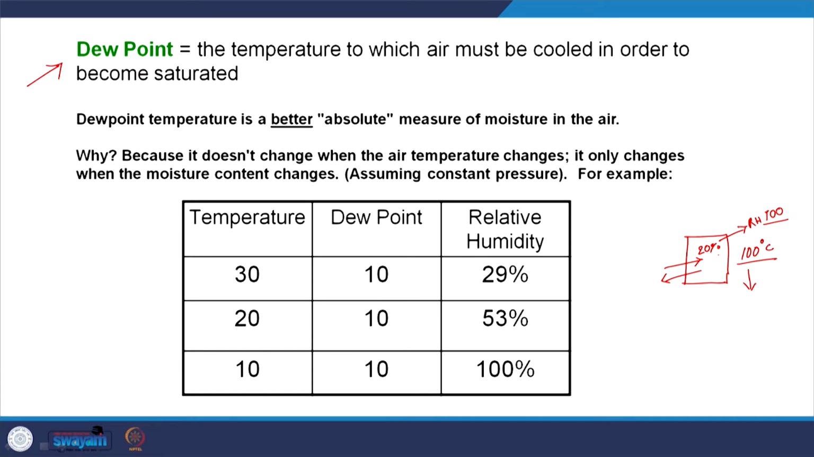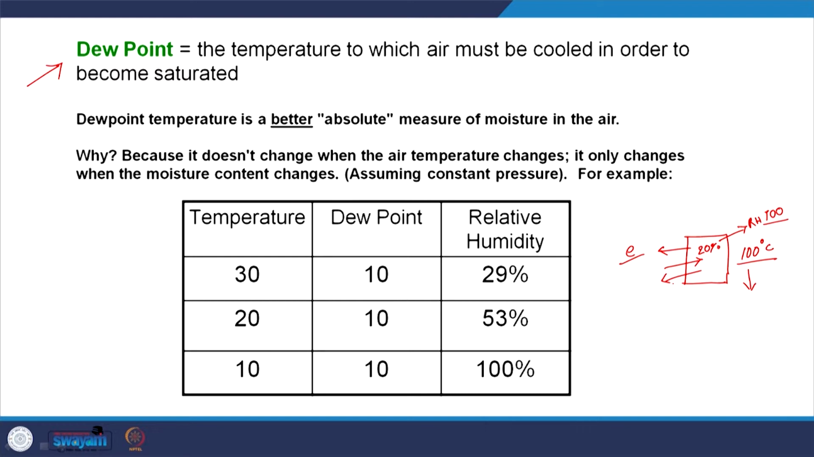But if you decrease the temperature, what will happen? The vapor pressure, let us say E, will decrease. If you keep on decreasing the temperature, there is a point at which, with the existing value of moisture itself, you can establish saturation. This particular point, to which the air must be cooled so that its vapor pressure becomes equal to the saturation vapor pressure, is called the dew point.